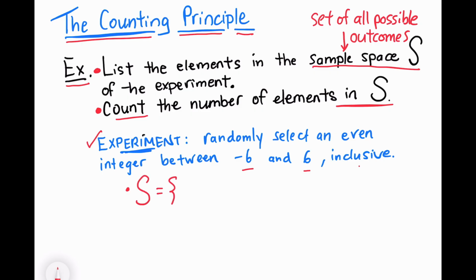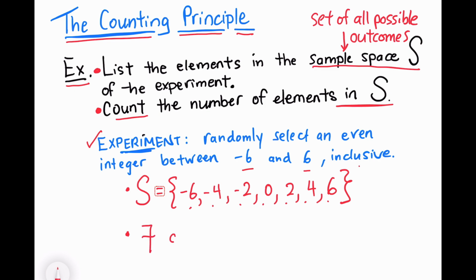Well, I could select -6, -4, -2, 0, 2, 4, or 6. Okay, so in this case, there are 1, 2, 3, 4, 5, 6, 7 outcomes. 7 possible outcomes.